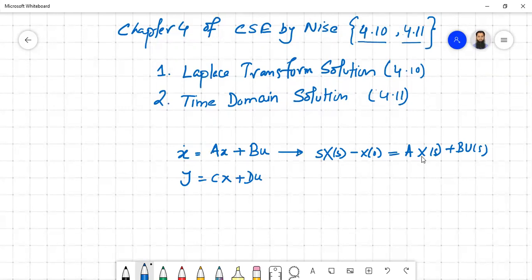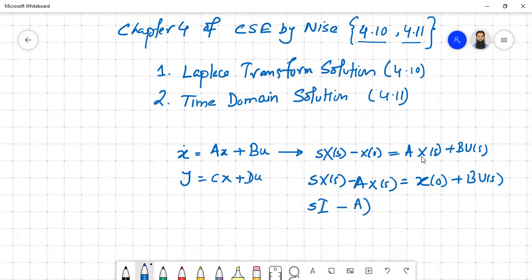Okay, so we can take the AX(s) to one side: sX(s) minus AX(s), then take the initial value x0 to the other side. For simplification, (sI minus A)X(s), where I is the identity matrix. This is similar to the derivation we did in the last class, while converting the state equation into a transfer function. In that case, for simplification, we assumed the initial condition is zero, but this time, for the solution, we have to consider the initial condition. So we cannot omit x0.